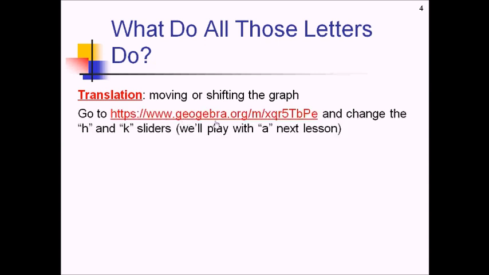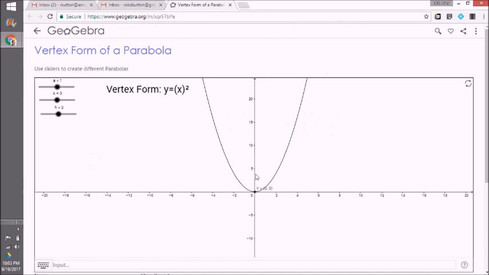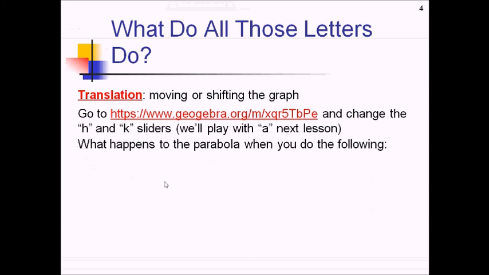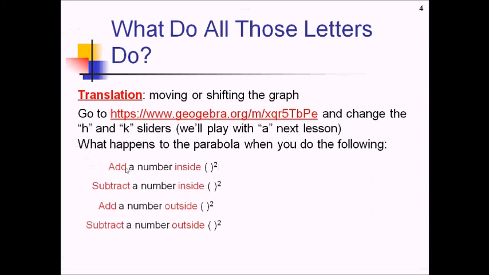So there's a nice little GeoGebra website you can go to if you want and mess around with the h and k sliders. Again, that's the stuff that we're adding and subtracting to the parabola. Here's the website that I'm having you go to, and there's these h and k sliders you can play with. So take a look on there, pause the video, and see what happens when you do the following. Adding a number inside, subtracting a number inside the squared parentheses, and then doing the same thing outside. Or you can follow along with me, because I'm going to do this anyway.